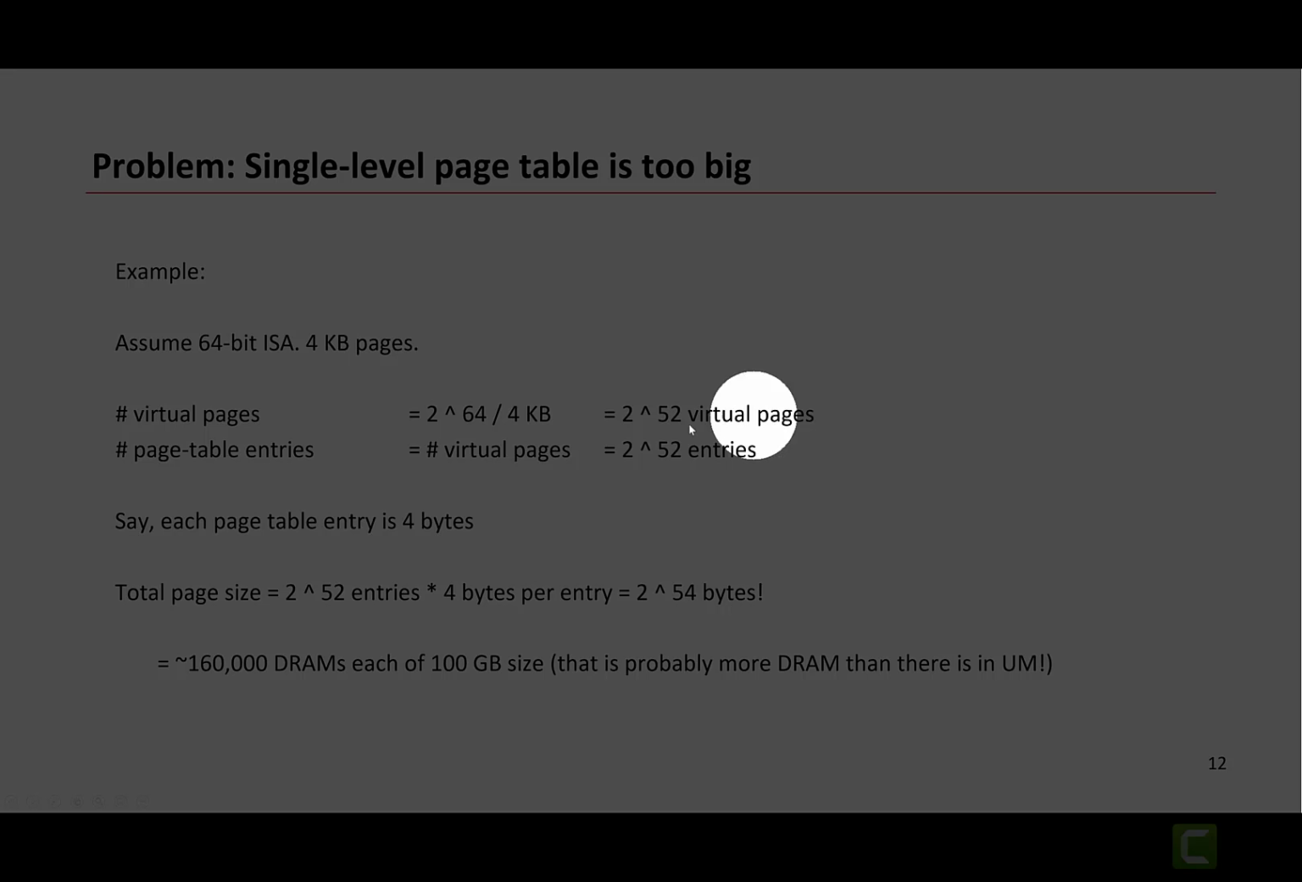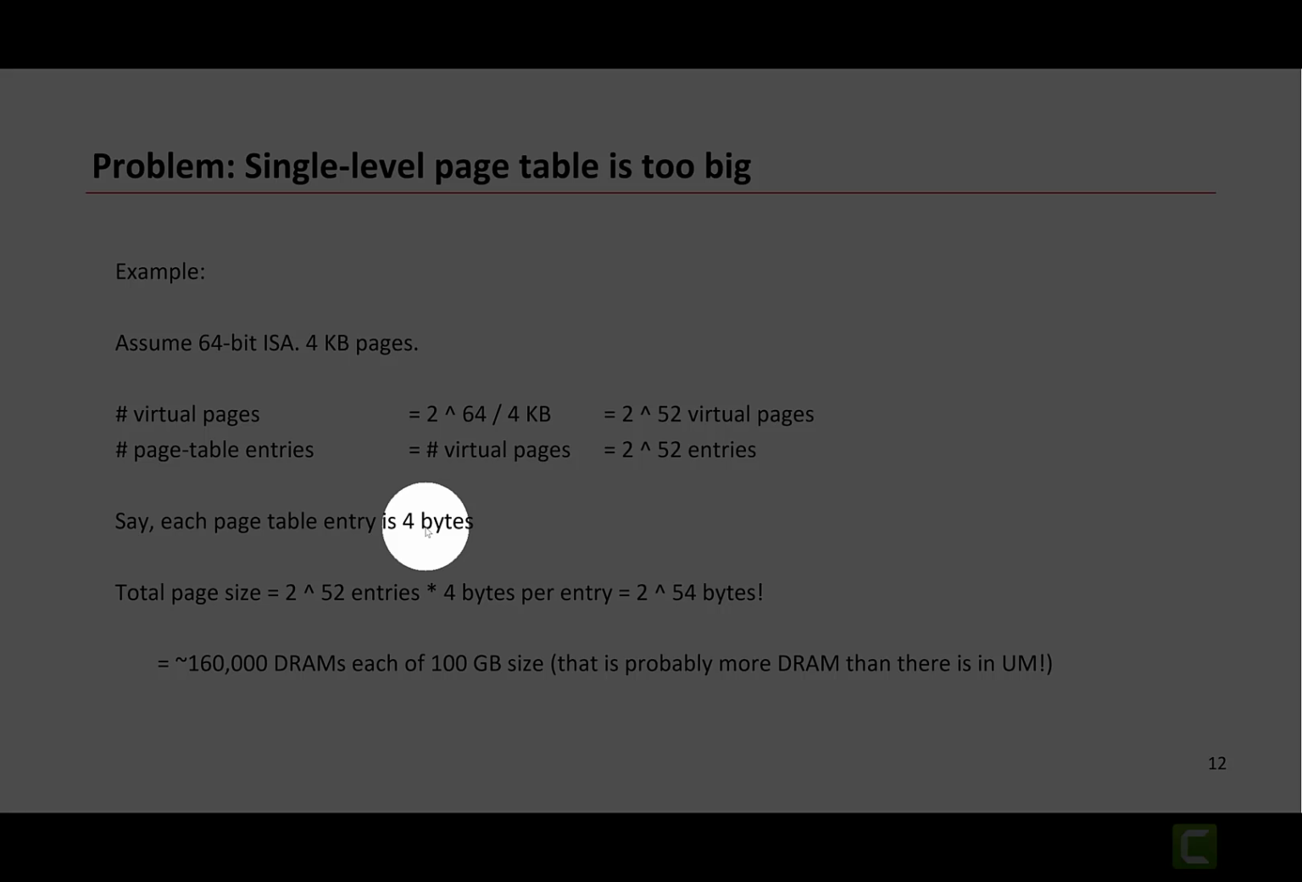And we also said in the case of a page table, we are going to have an entry for every single virtual page. So if you have 2 to the power of 52 virtual pages, then we have 2 to the power of 52 page table entries. And now let's assume for the argument's sake that the page table entry size is 4 bytes. Typically this would be the size of your physical page number with the valid bit and other metadata that we talked about earlier. Let's, for the argument's sake, assume it's 4 bytes.